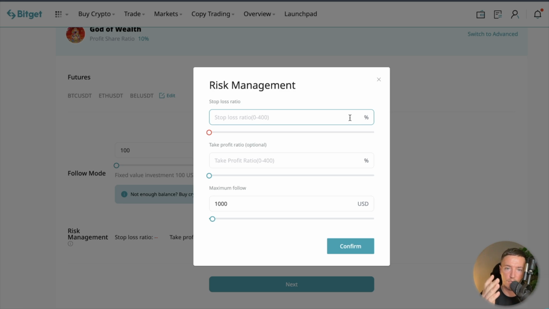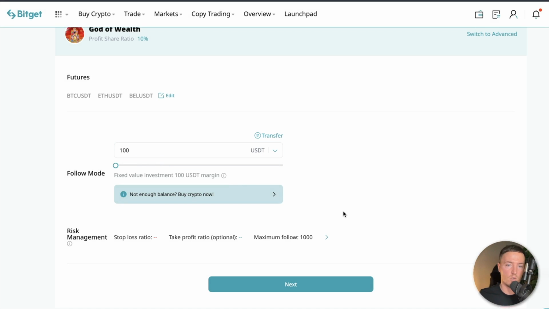I don't want to interfere too much with the stop loss or the take profits, because if you do, it will change from the trader's profit and loss. It will be different. So I'm just going to keep it the same as it is. And then down here, the max follow. So the maximum I'm prepared to follow this trader with is $1,000. So I'll set it to $1,000. So that's $100 per trade, maximum follow $1,000.